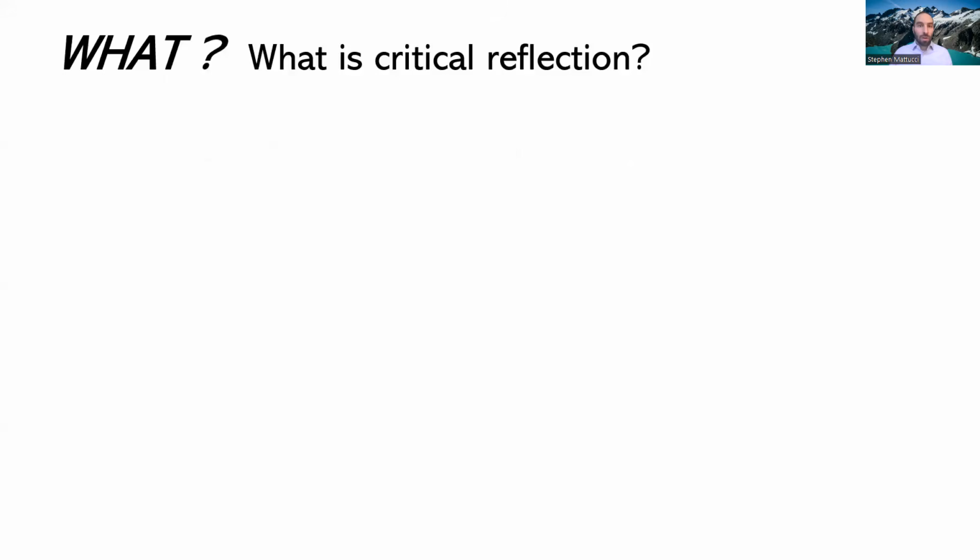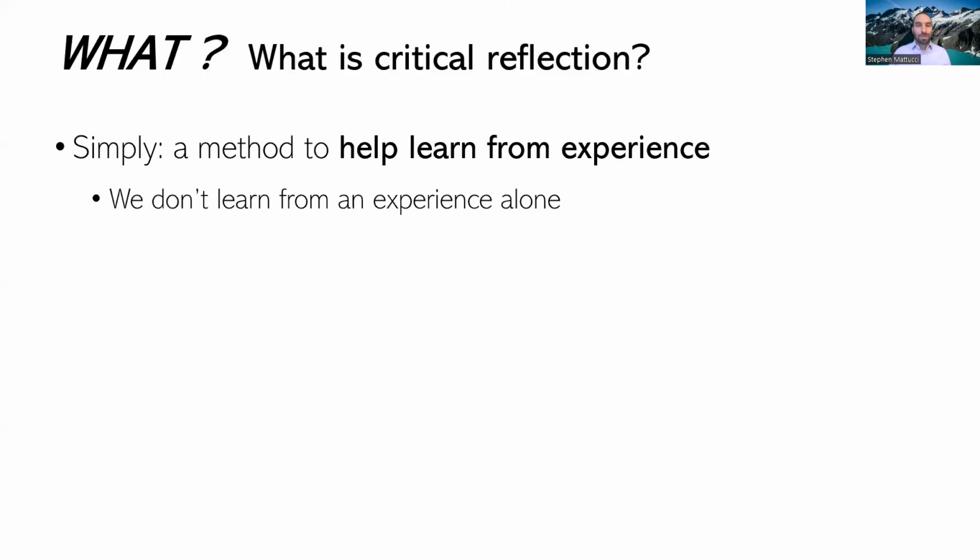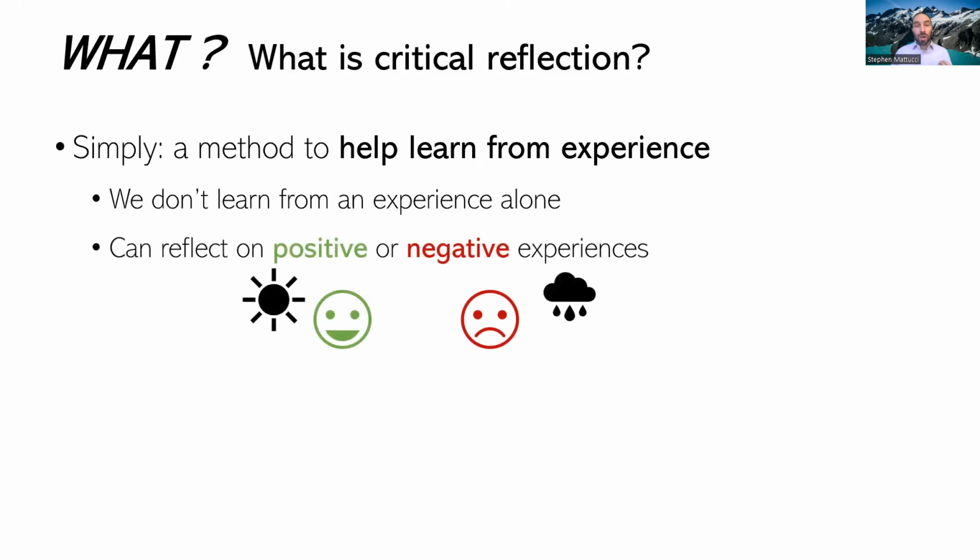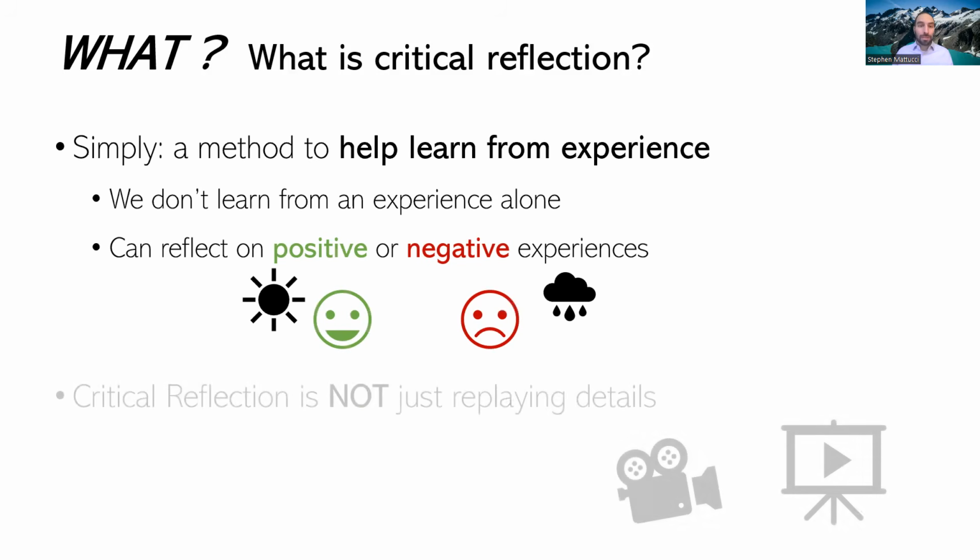So let's start off with what is critical reflection? Quite simply, critical reflection is a method to help you learn from experience. We often make this mistake that if we have some experience, we learn from it. In fact, that's not true. We have to reflect on our experience in order to learn from it. We can reflect on both positive and negative experiences. You can learn from things that went well, and you can learn from mistakes.